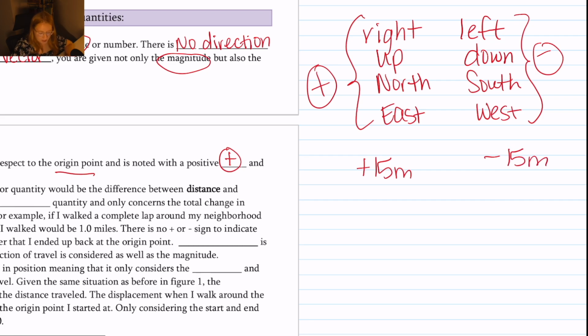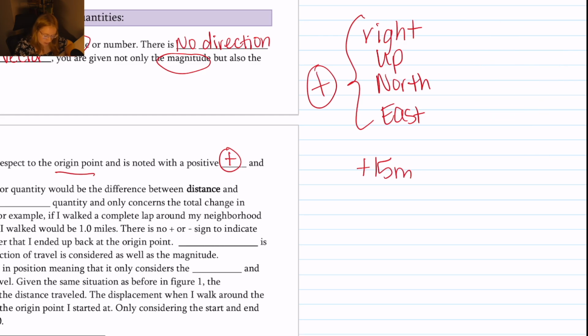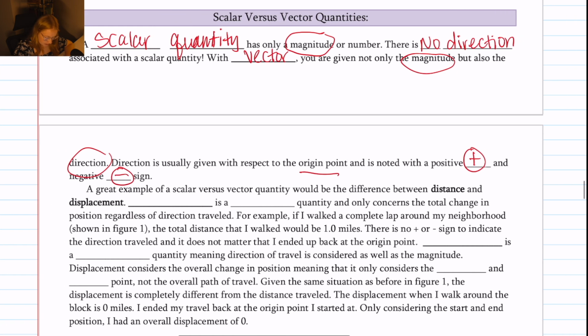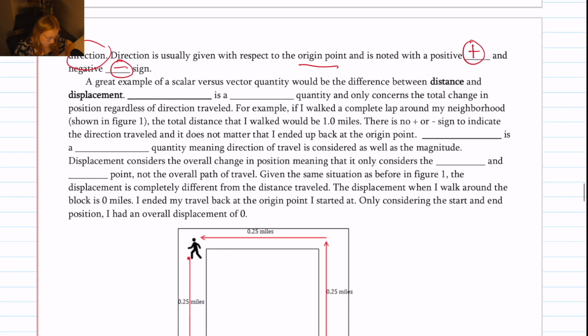Okay, and then maybe the extra context will tell you whether it's left or up or down. Okay, so we have all the different ways to represent direction.